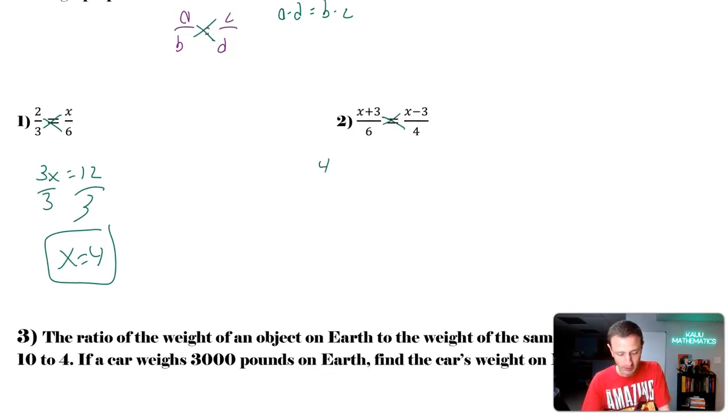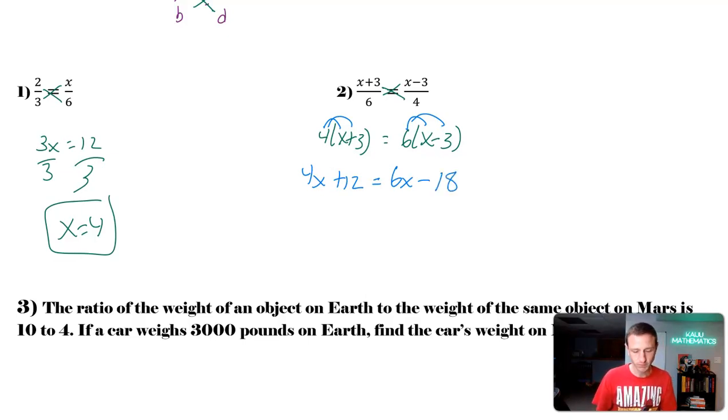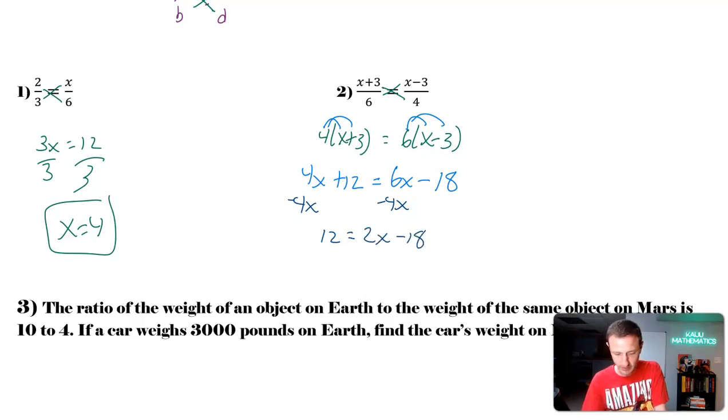So here we're going to do 4 times x plus 3 equals 6 times x minus 3. Then I distribute the 4 and distribute the 6. 4 times x is 4x, 4 times 3 is 12, equals 6 times x is 6x, 6 times 3 is 18. Let me just solve the equation. Minus 4x, 12 equals 6x minus 4x, which is 2x, minus 18. I'm going to add 18 over. So I get 30 equals 2x. Divided by 2, x equals 15.